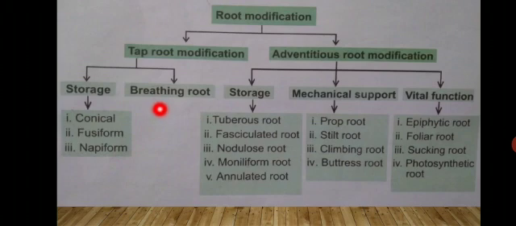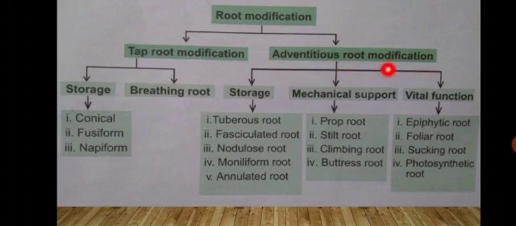Breathing roots are found in swampy land plants and mangrove plants, for example Avicennia and Rhizophora, which are examples of taproot modification. Here the root is not able to get aerated, and they are negatively geotropic in nature. The breathing root modification is a special mechanism for the taproot modification. Swampy land plants come under the breathing root category. Then the next modification is adventitious root modification.